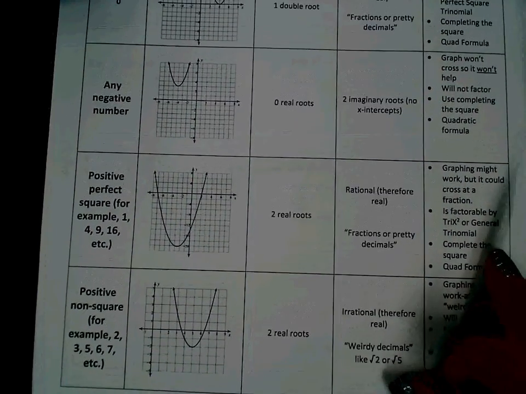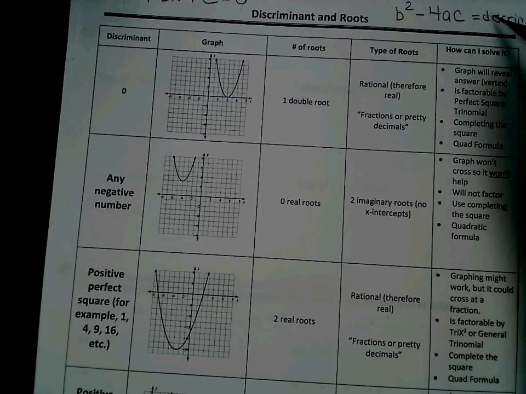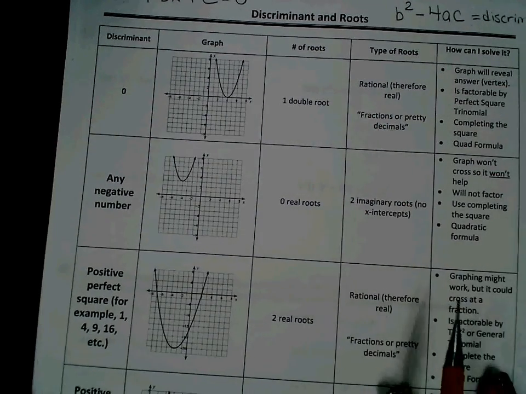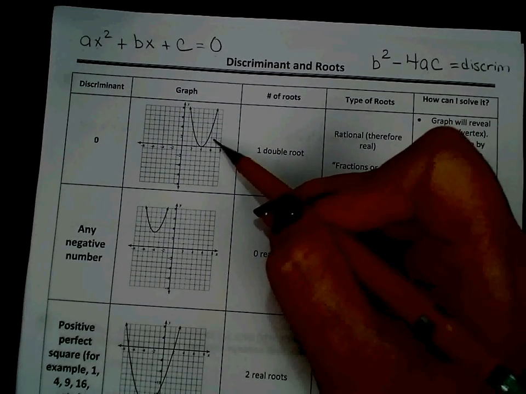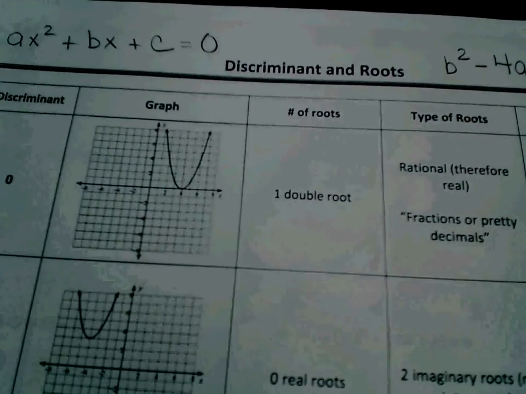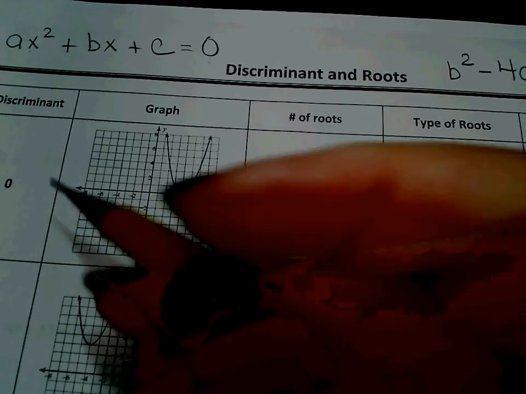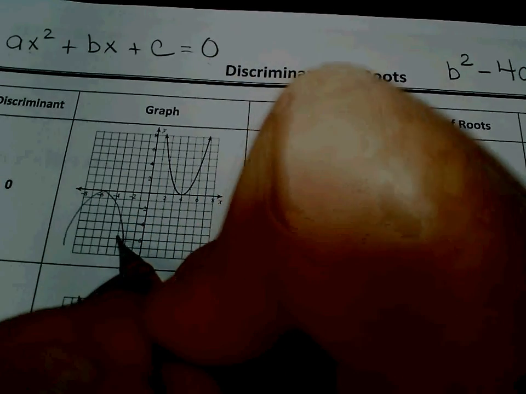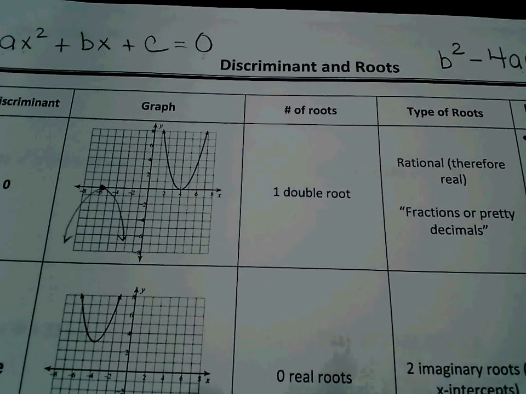So the way you use this chart is when you find the discriminant, you figure out which row you're going to read. If the discriminant is 0, it means that your parabola will sit so that its vertex sits exactly on the x-axis. This one opens up, but it could just as easily open down. If your discriminant is 0, the vertex is on the x-axis. So here are two examples.